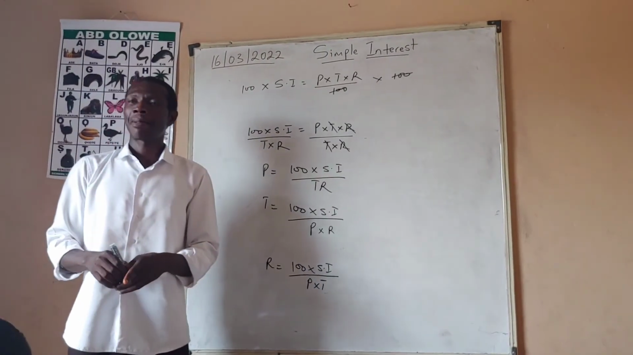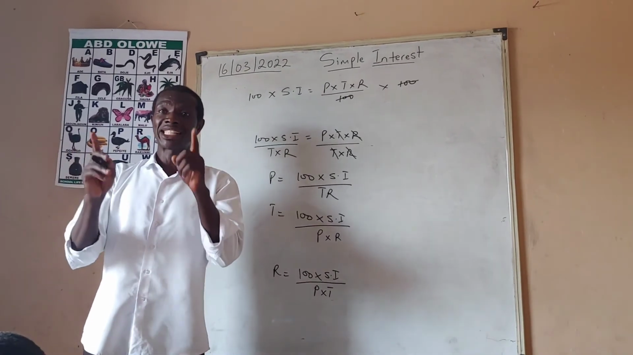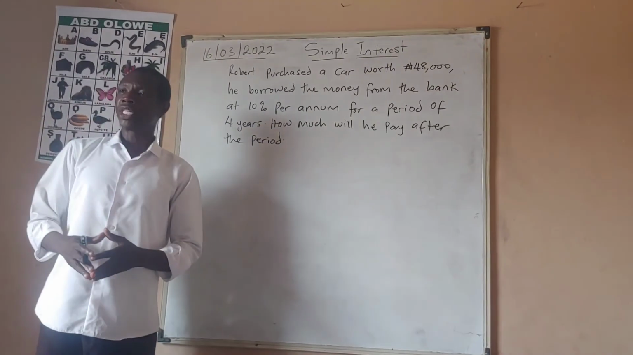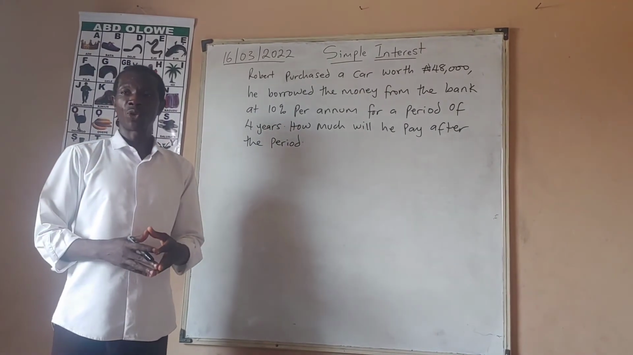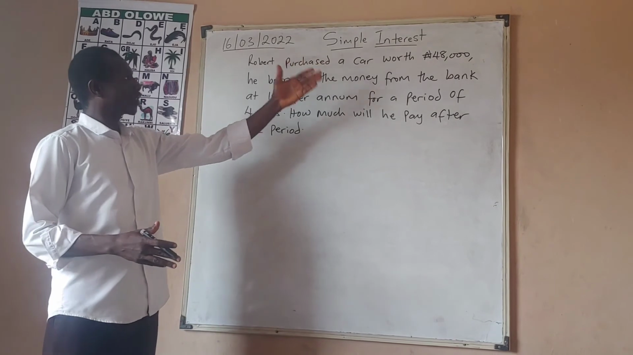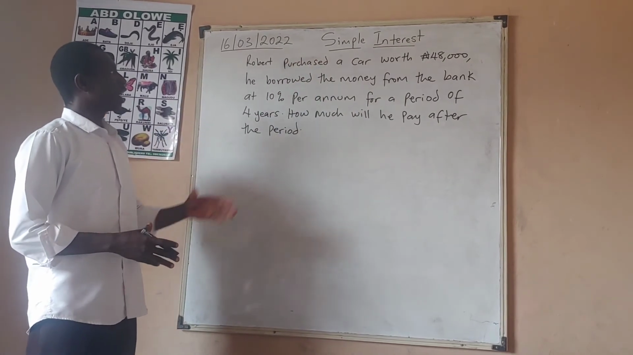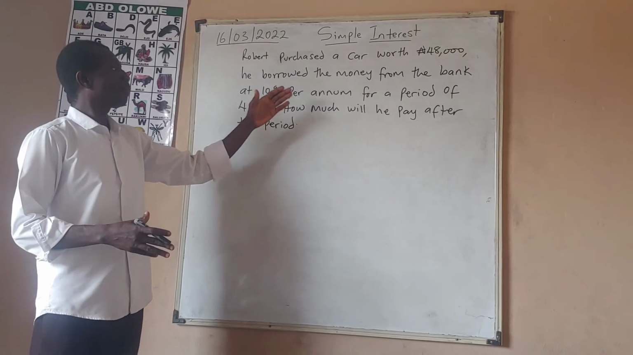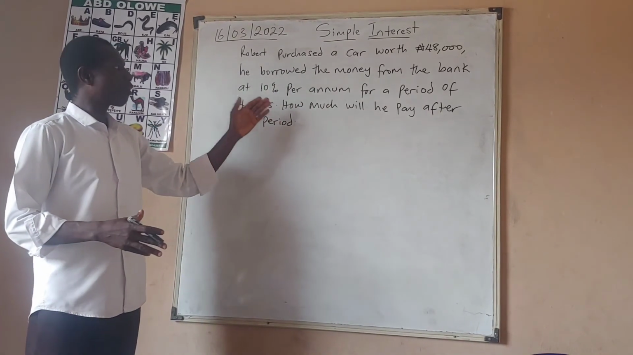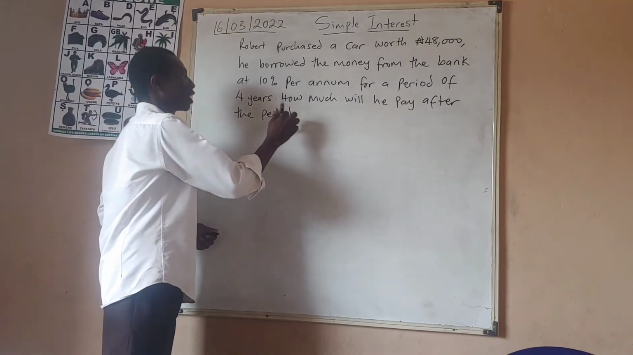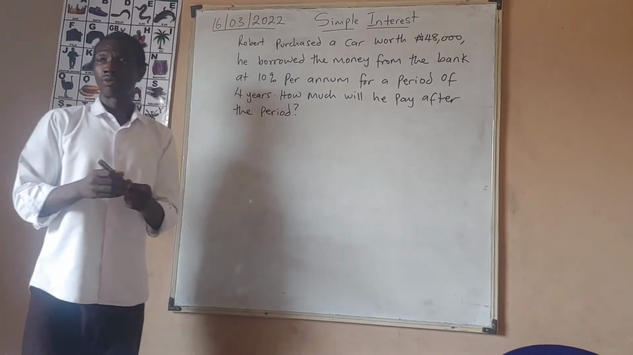So I'm going to leave you with an assignment now. Okay? I will leave you with this assignment to work out. Robert purchased a car worth 48,000 naira. He borrowed the money from the bank at 10% per annum for a period of 4 years. How much will he pay after the period?